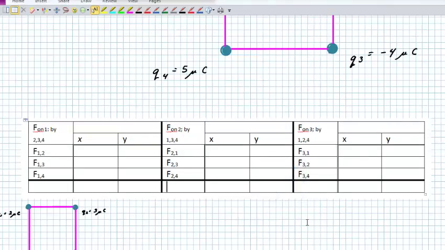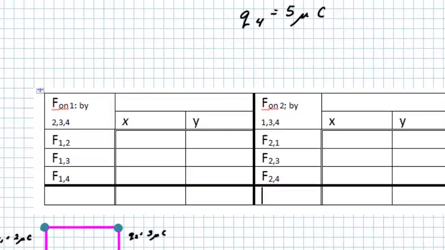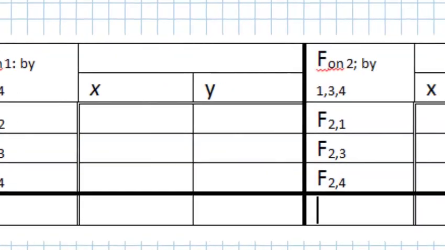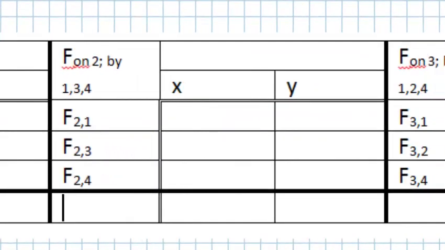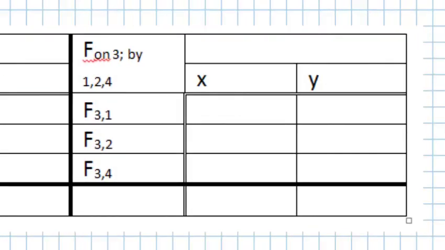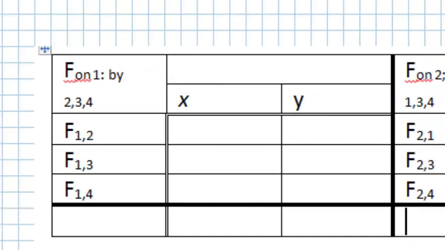It is helpful to have a chart to keep track of all the information that we're going to be getting. In particular, we're looking at the forces exerted on charge Q1 by charges 2, 3, and 4. The forces exerted on charge Q2 by charges 1, 3, and 4. And the forces exerted on charge Q3. We can only handle pairs of forces one at a time.